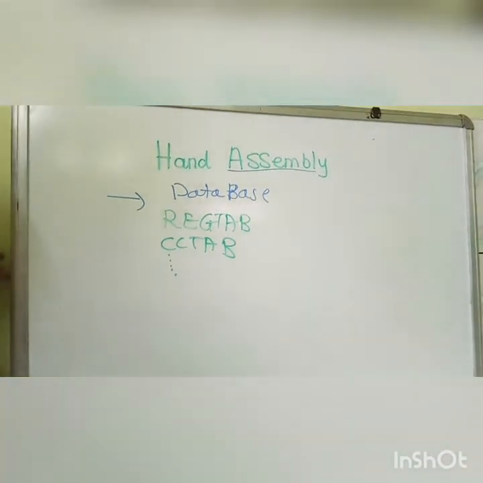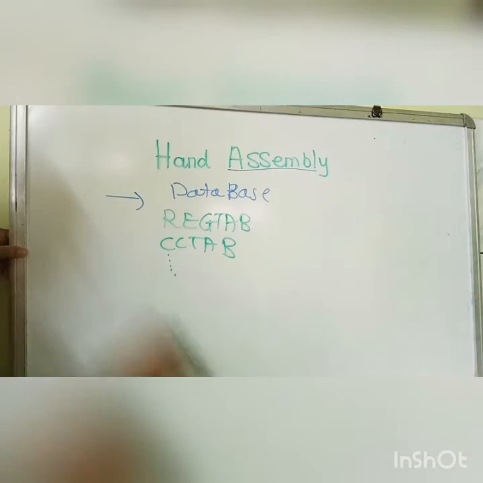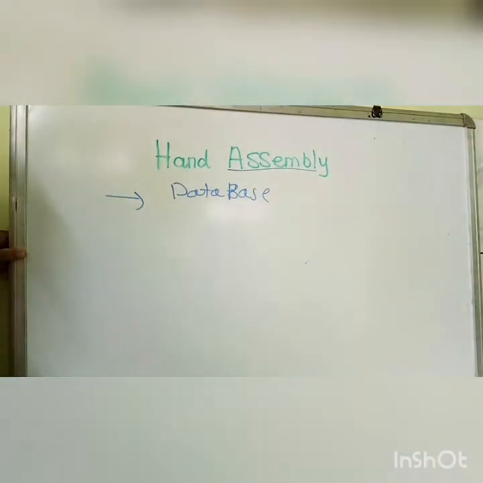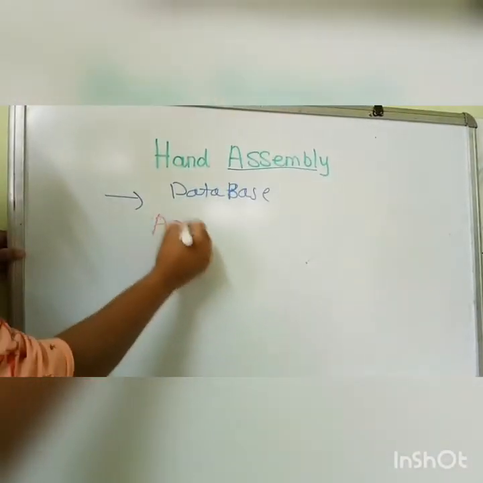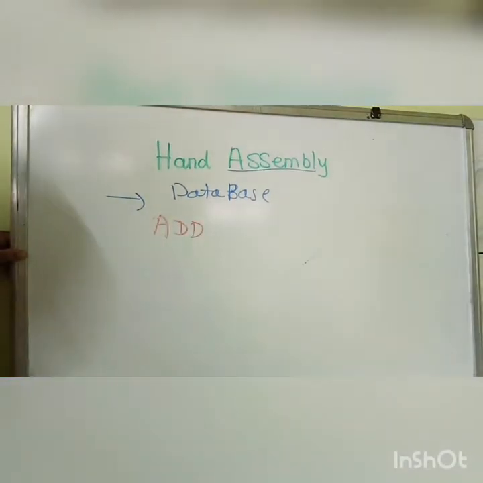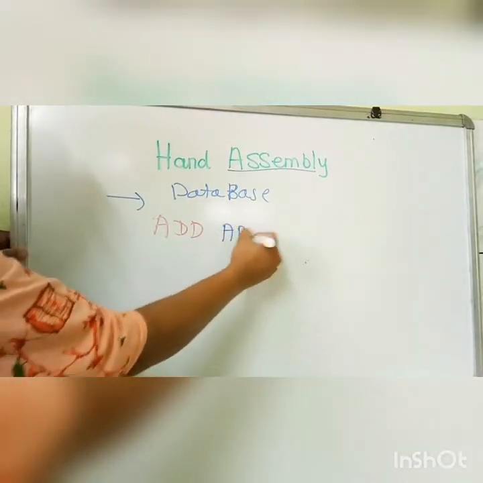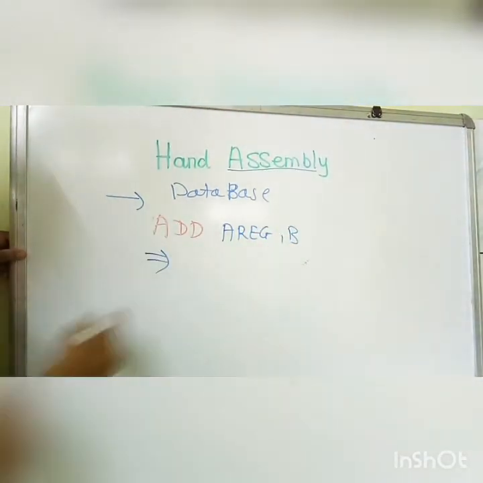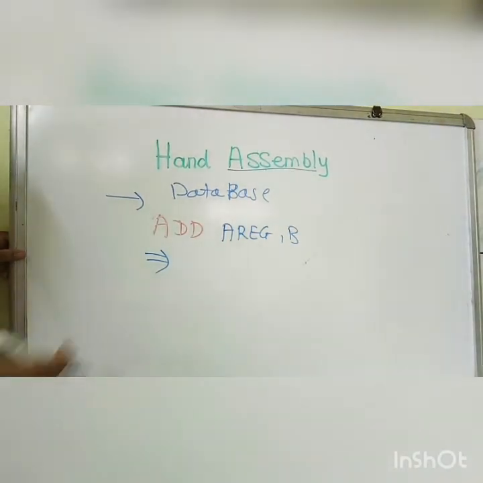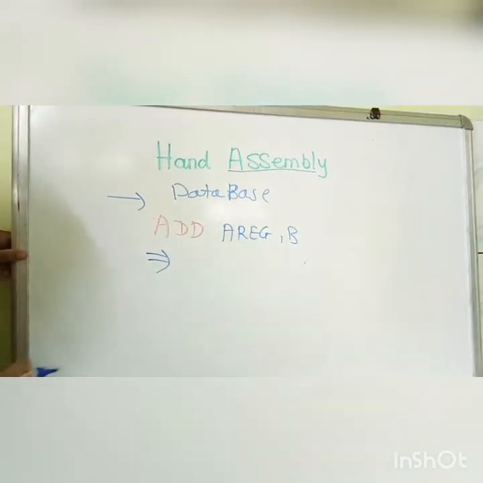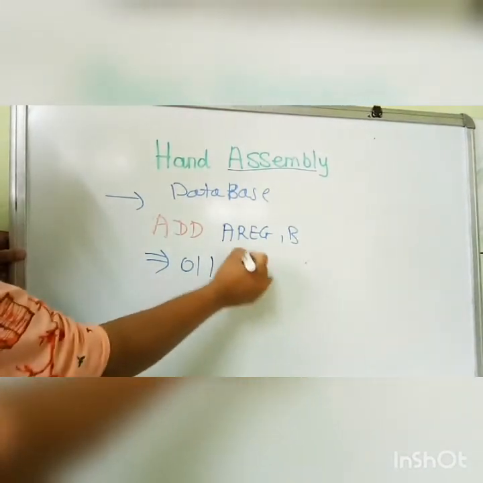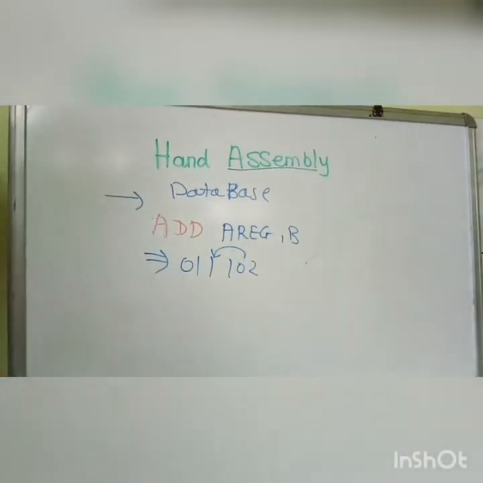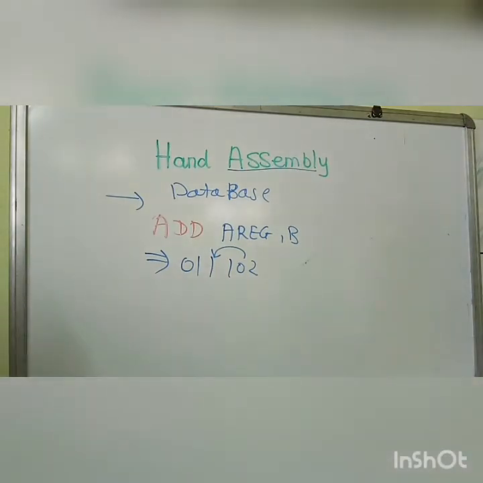For example, we have one instruction like add, then A register, we have to add B. We will convert this assembly language to its machine code. Like we are using 01 for addition, and we have to transfer the 102's memory location to the A register. This is the hand assembly conversion.